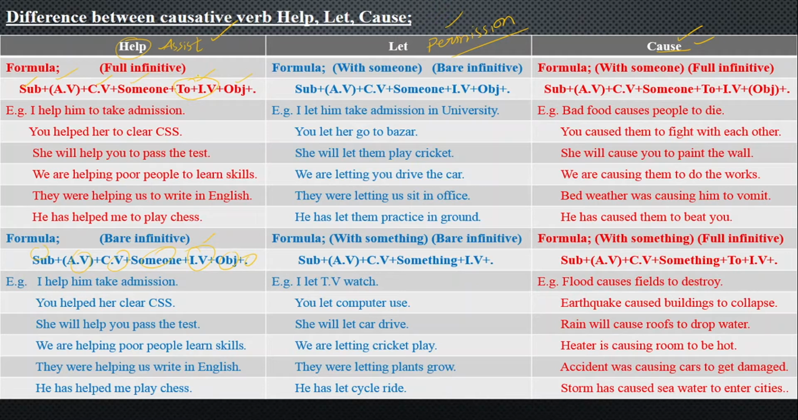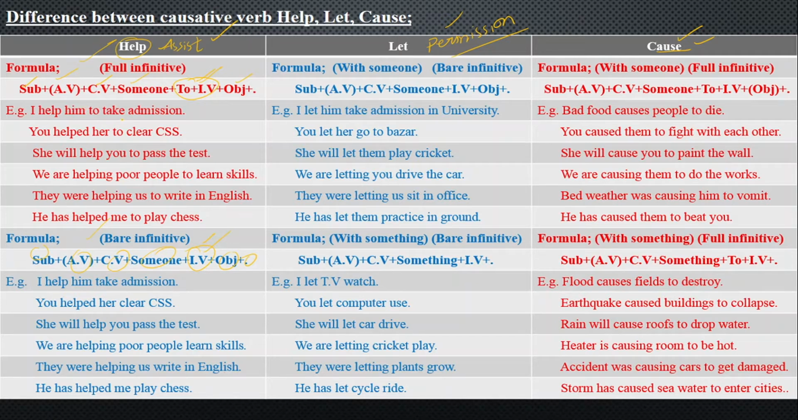So one difference, you can see that it is used both as full infinitive as well as bare infinitive. I told you full infinitive means to plus first form of the verb, and bare infinitive means only the first form of the verb. Now it can be used with all tenses and with all modal auxiliary verbs, and I have already shared the link in the description box where for causative verb help, let, and cause I have made some thousand sentences, changed with all tenses and all modal auxiliary verbs. You can get a lot of ideas there.